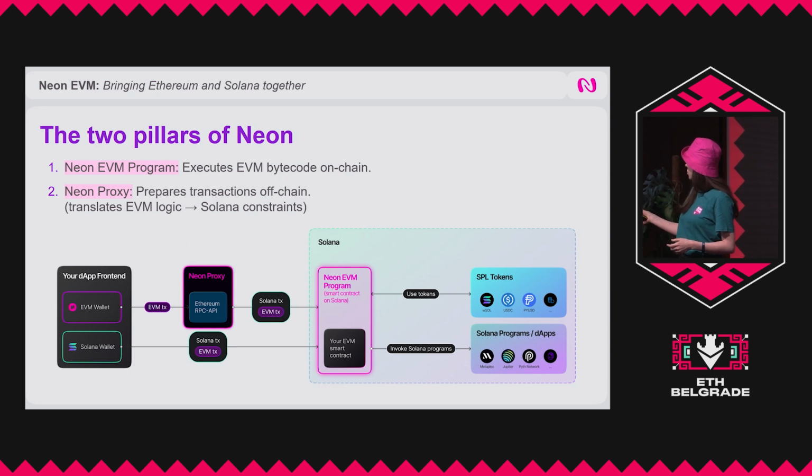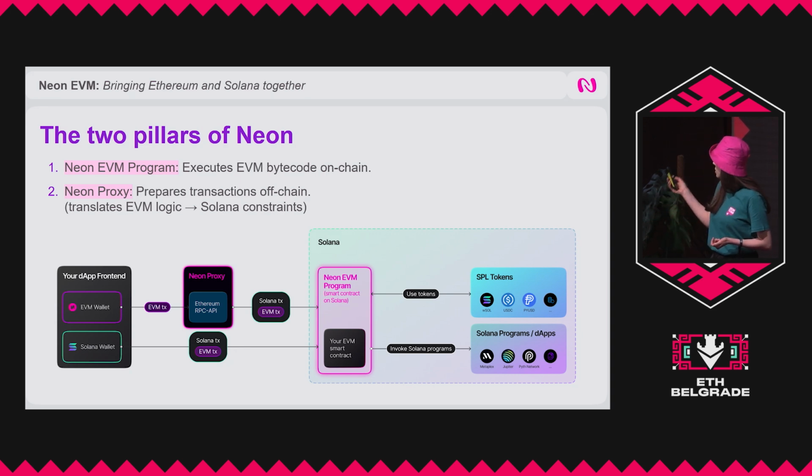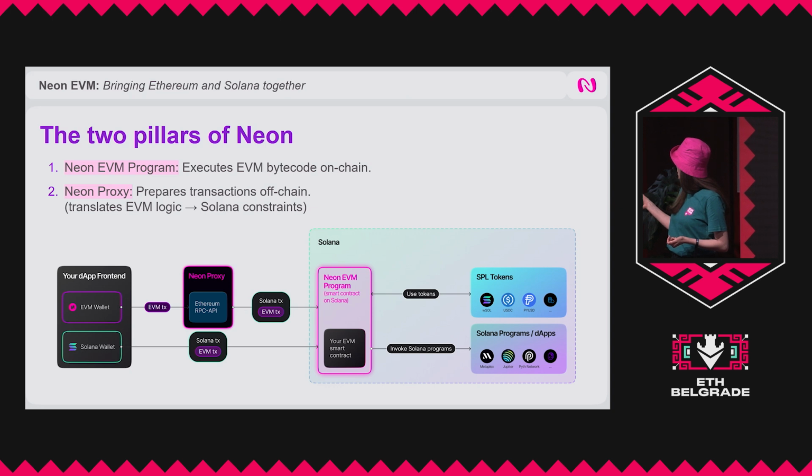And it will execute the transactions so that you can use, for example, SPL tokens like USDC or SOL, or you can connect to Solana programs like Raydium, Metaplex, or Jupiter, or other custom programs as well, with the help of the composability libraries that contain the architecture of Solana and these programs in them.